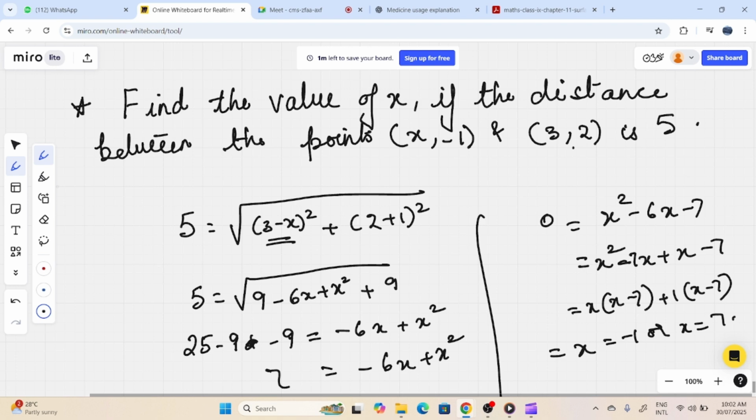What did you get? Ma'am, I got x is equal to 7 because I didn't do the quadratic equation. You have to do the quadratic way here, because x will have two values, minus 1 or 7. Please do it quickly.